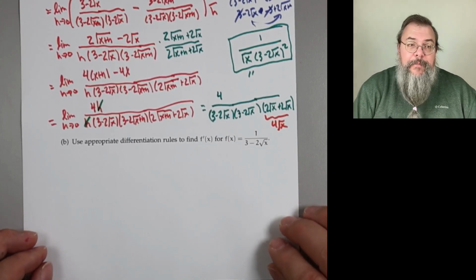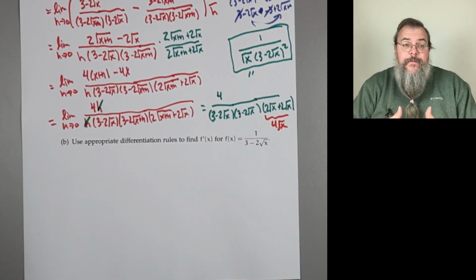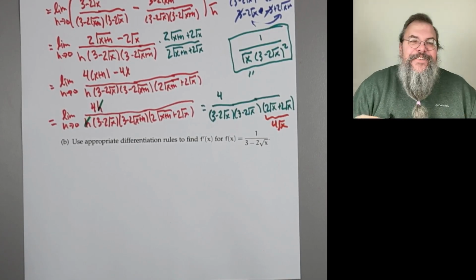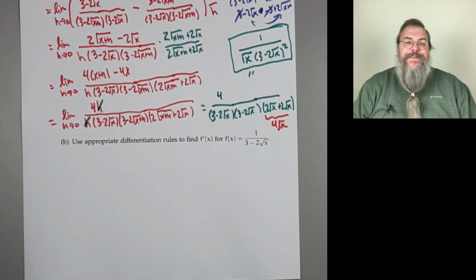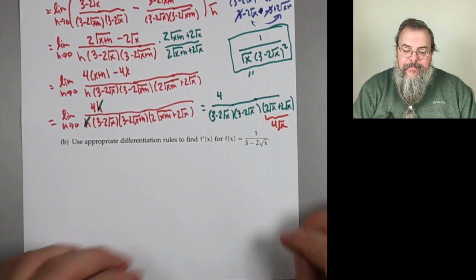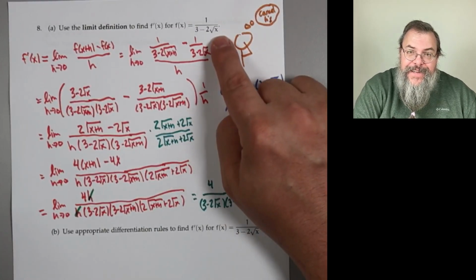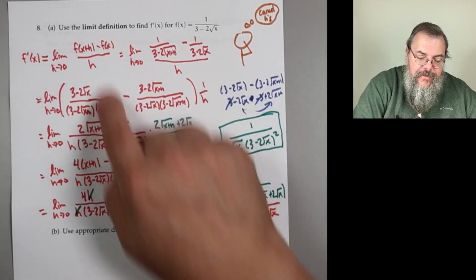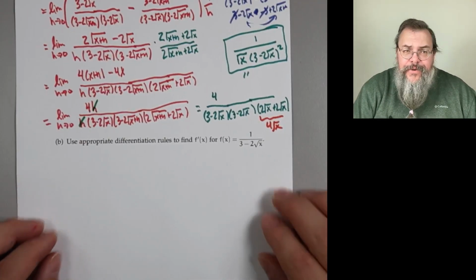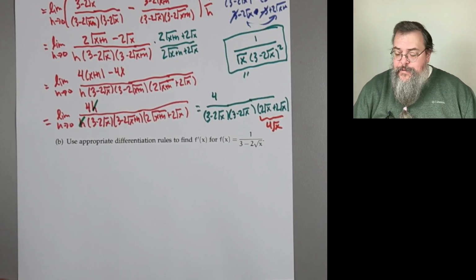Now, there's a part B. Use appropriate differentiation rules to find f prime of x, where f of x is 1 over 3 minus 2 root x. They might say, didn't we just do that? Yeah, but notice this used limits. Part B is saying, don't do limits. Do it some other way.